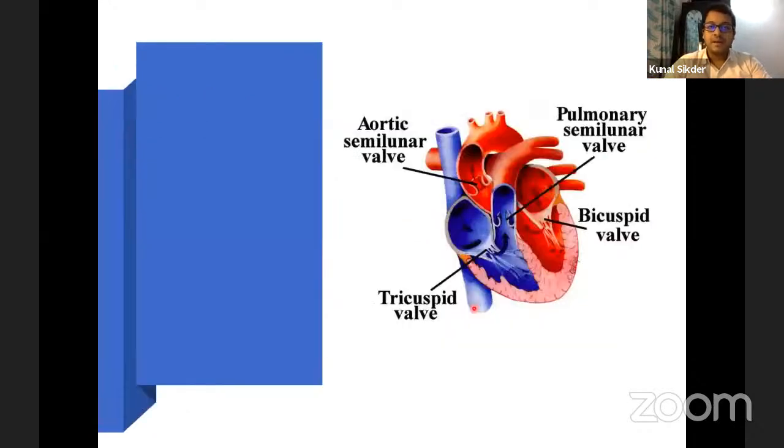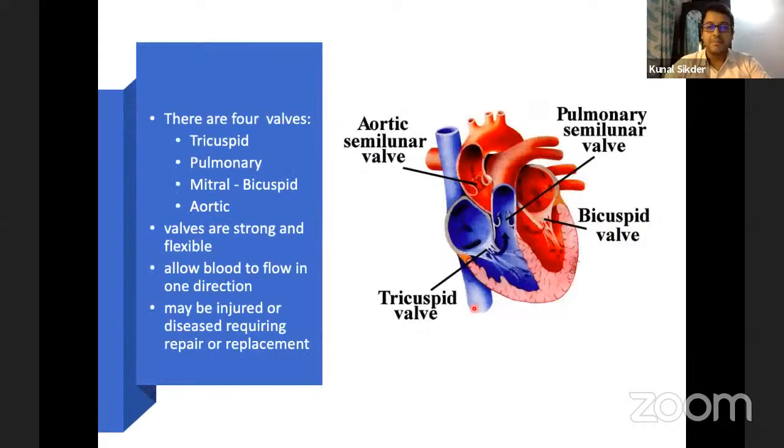There are a few valves present in the heart that prevent the backflow of blood. This is just like a door that only opens in one way. There are 4 major valves: tricuspid valve, pulmonary valve, mitral or bicuspid valve, and aortic valve. They are very strong and flexible. They only allow, as I mentioned, the blood to flow in one direction.